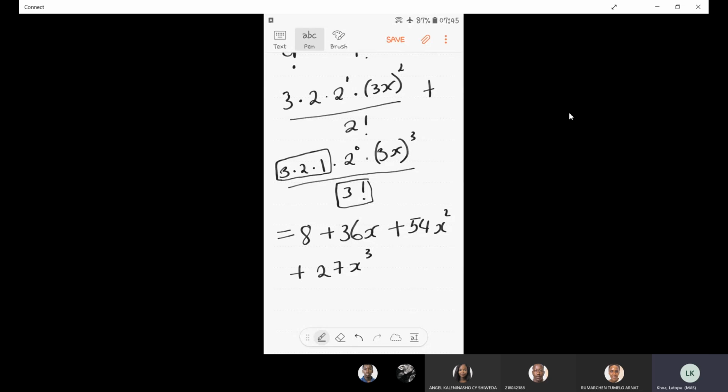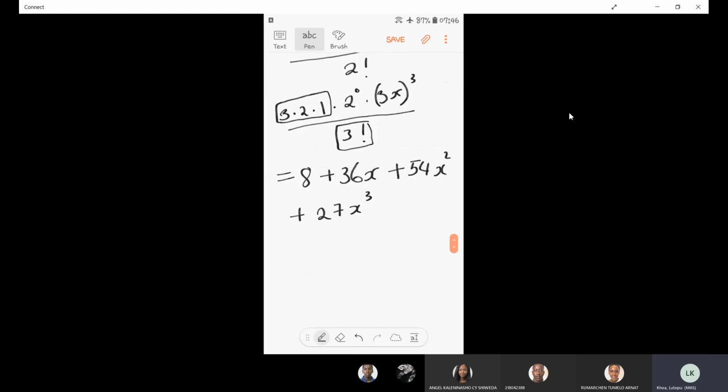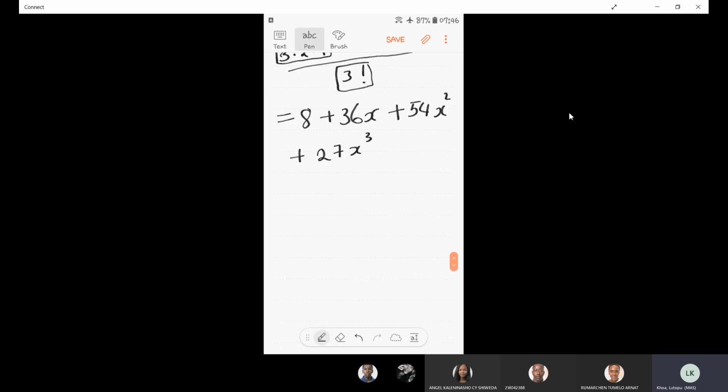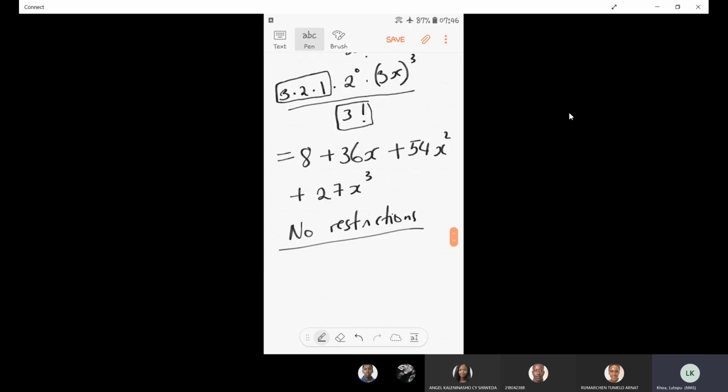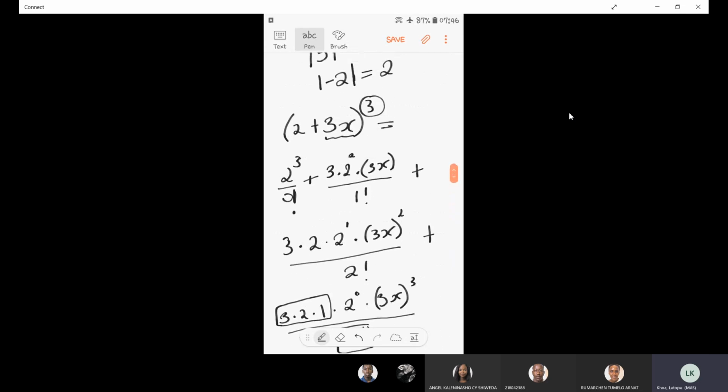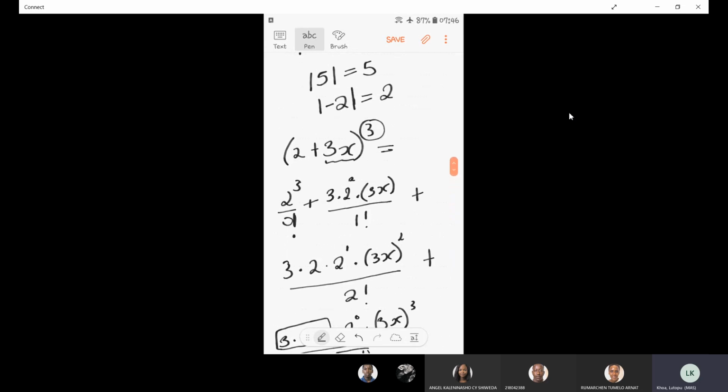You could also try this one with Pascal's triangle. You put your coefficients 1, 3, 3, 1, and then you say the powers of A are decreasing, the powers of B are increasing. You will see that you get exactly the same thing. And here there are no restrictions. Okay, the reason there are no restrictions is because my exponent over here, 3, is a positive integer.